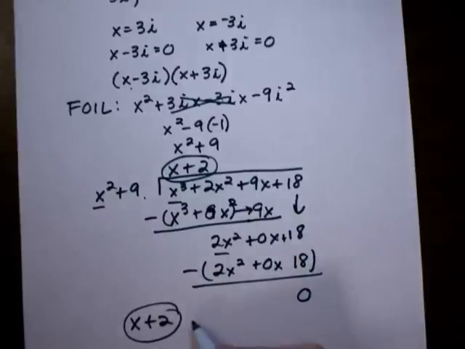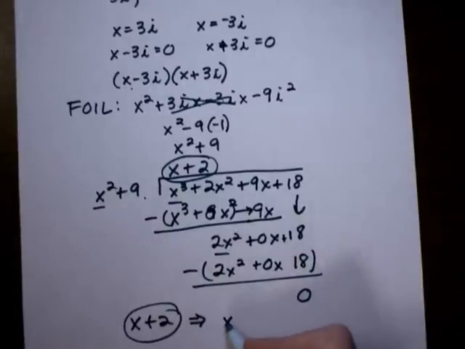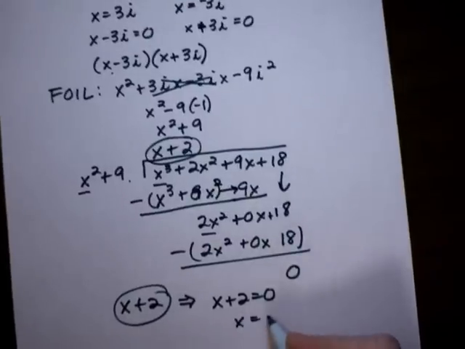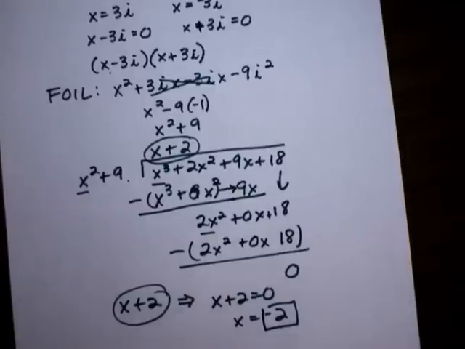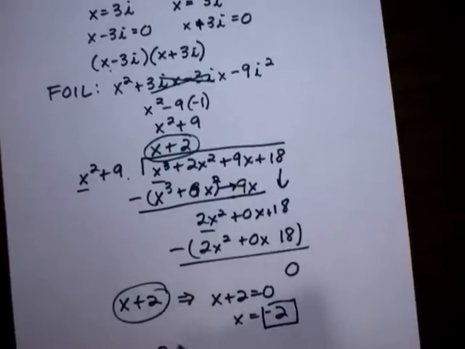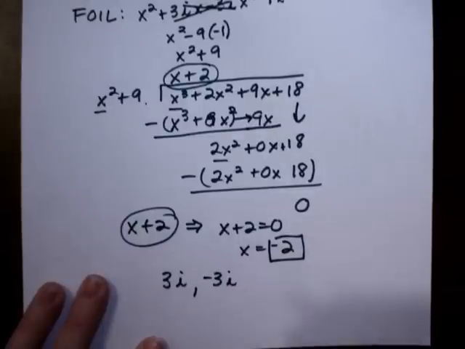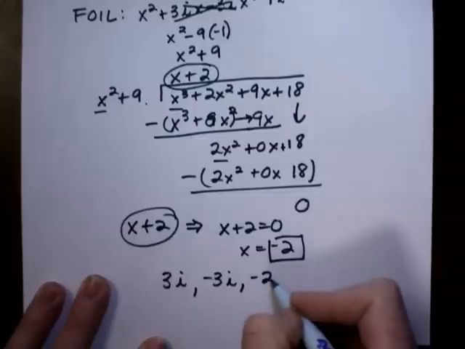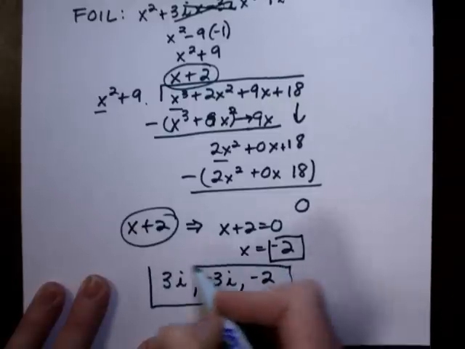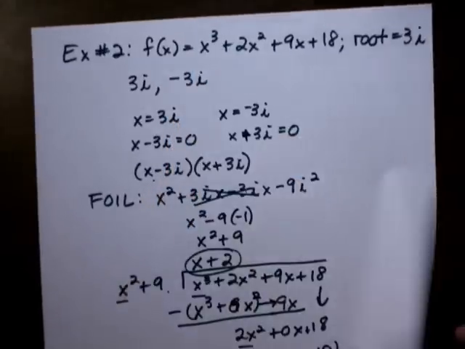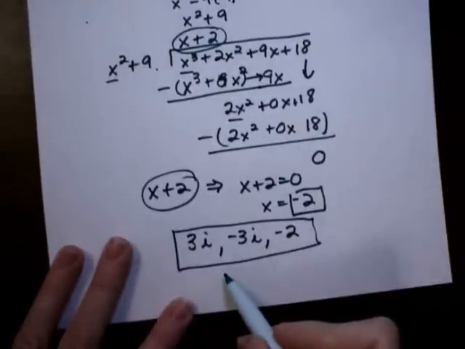Okay? So if we change that into a root, we just set it equal to 0 and we solve. So negative 2 is our third root. We were given 3i. We knew that its conjugate was also a root, and we just solved for the third one. Again, we double check. We started with a cubic, so we knew we were going to get 3 solutions, and here they are, 1, 2, 3.